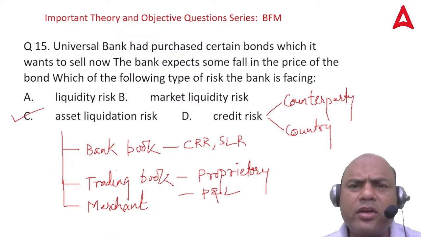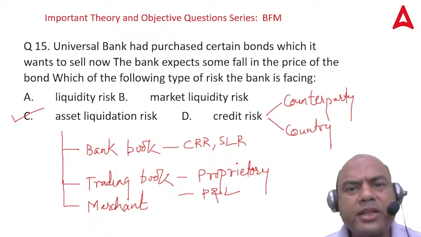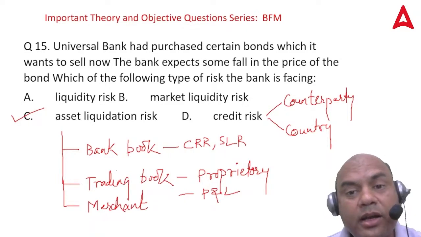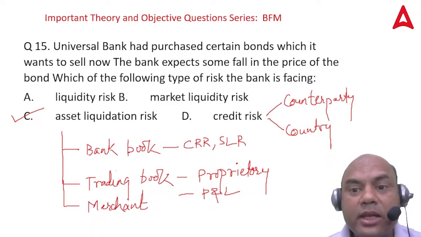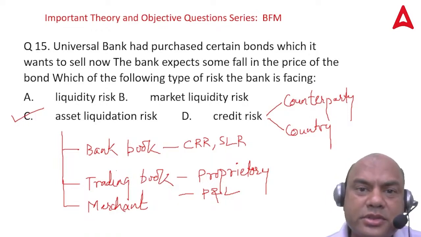It might happen that your party is in Afghanistan. The party is good, but what does the Taliban say? No, no, don't give money outside. So that's why there's a country risk. Similarly North Korea, similarly now Pakistan, Sri Lanka. These are all country risk issues.